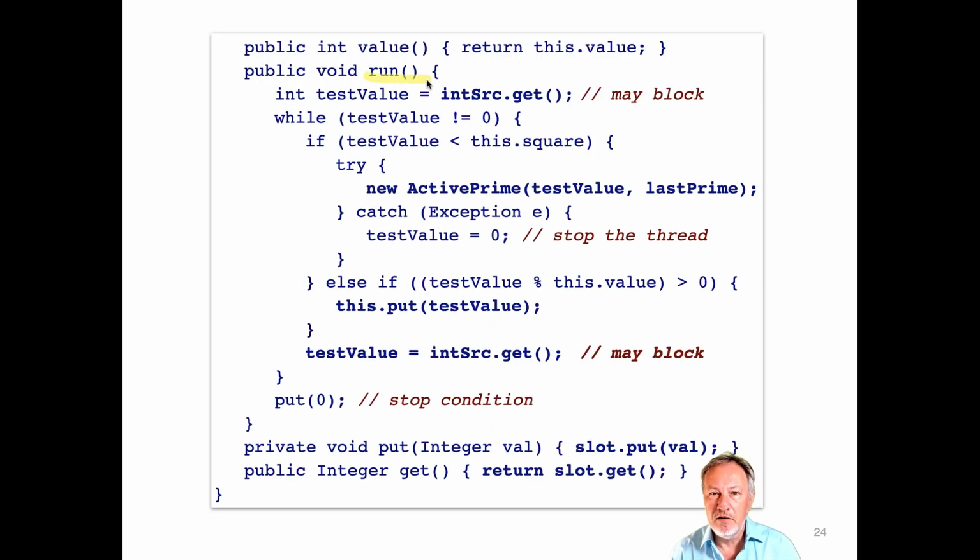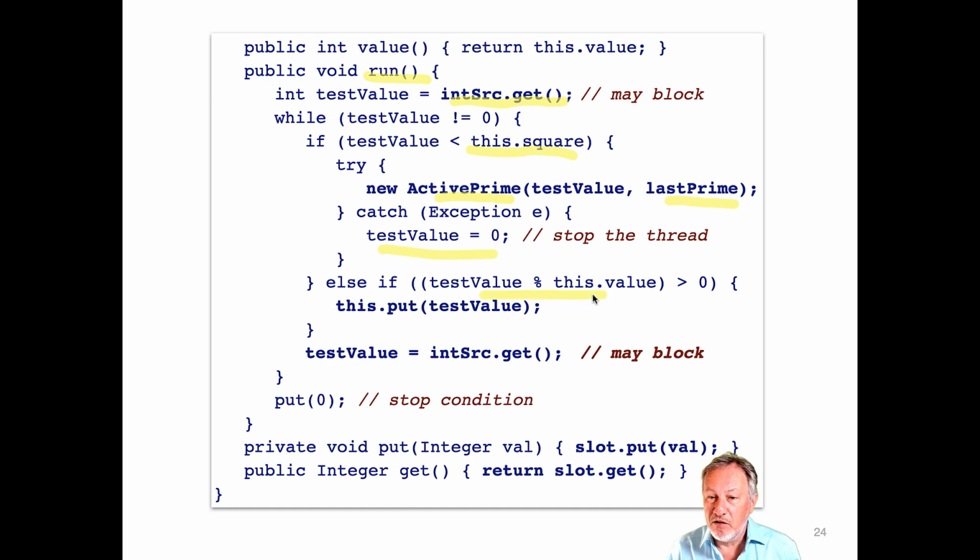Here's our run method. We first are going to try and get a value to test from our integer source, and that might block. Then we have the classical implementation of the sieve of Eratosthenes. If our test value is less than a square, then we've discovered an active prime, and we'll connect it to the last prime in the series. We will also use the test value set to 0 to inform all of the primes that they need to stop.